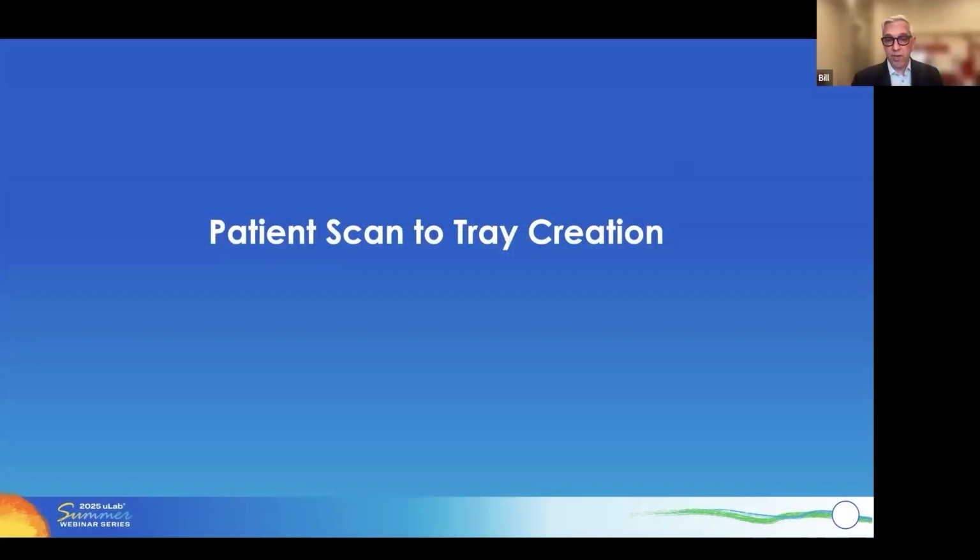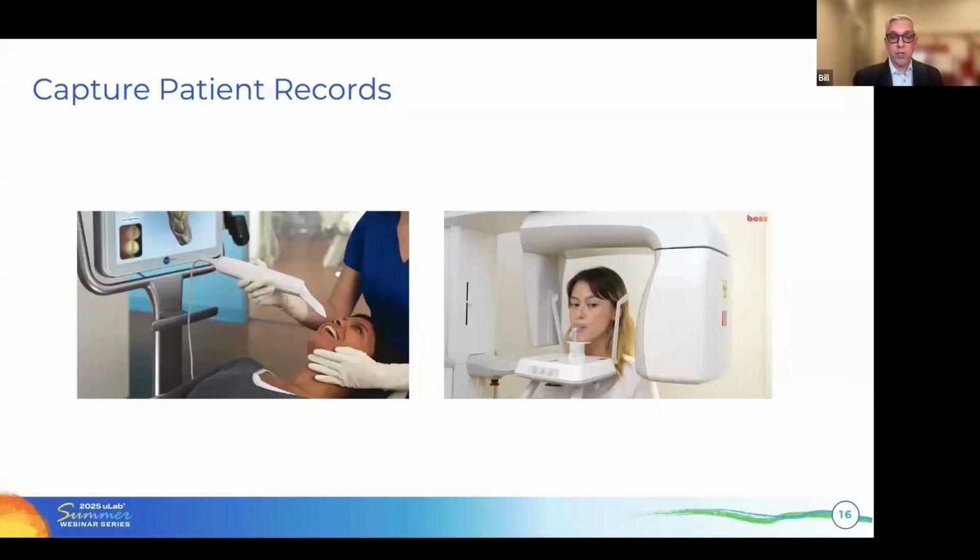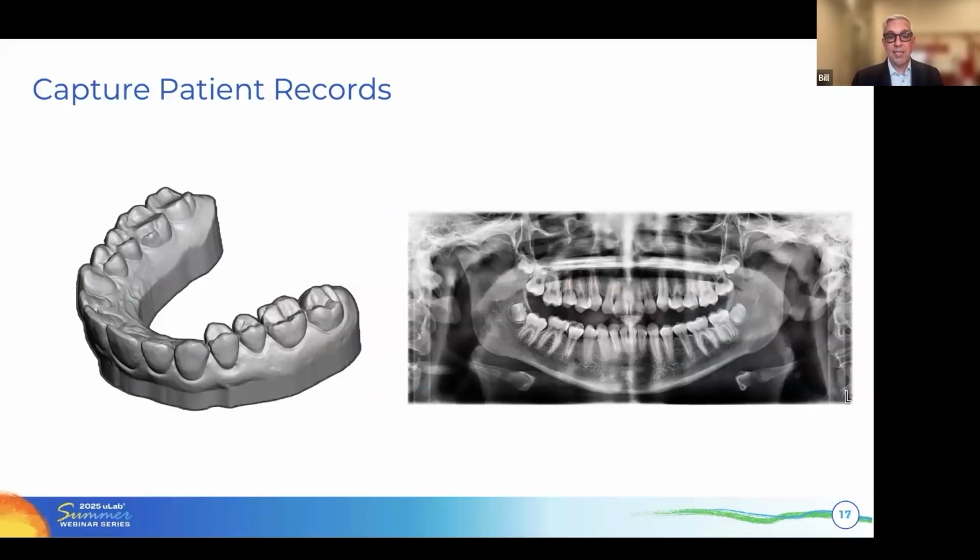Patient scan to tray creation. The first records we have to take, we got to get a pano and we got to get some models. I need an STL file so that I can input it into uLab so I can create these indirect bonding trays. And I really want the panorama.